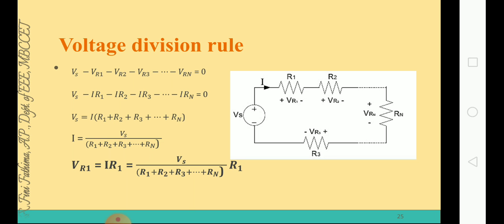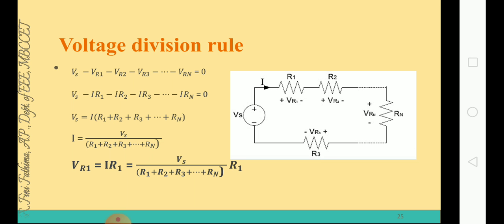The voltage division rule states that the voltage across the resistor R in a series circuit is equal to the source voltage times the ratio of that particular resistor R divided by the total resistance in our circuit. That is, if we have to find out the voltage across the resistor R1, then we have to multiply the source voltage Vs into R1 divided by the sum of the resistances in that loop, that is R1 plus R2 plus R3 plus etc. Rn.